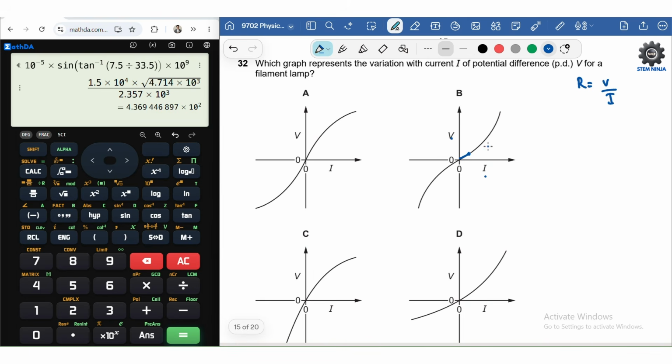Notice, remember we only need the gradient of the chord, or the gradient of the secant. So the gradient of the chord is increasing. Go from here, go from here, go from here, the gradient of the chord is increasing. That means the resistance is increasing. So B is the correct answer.